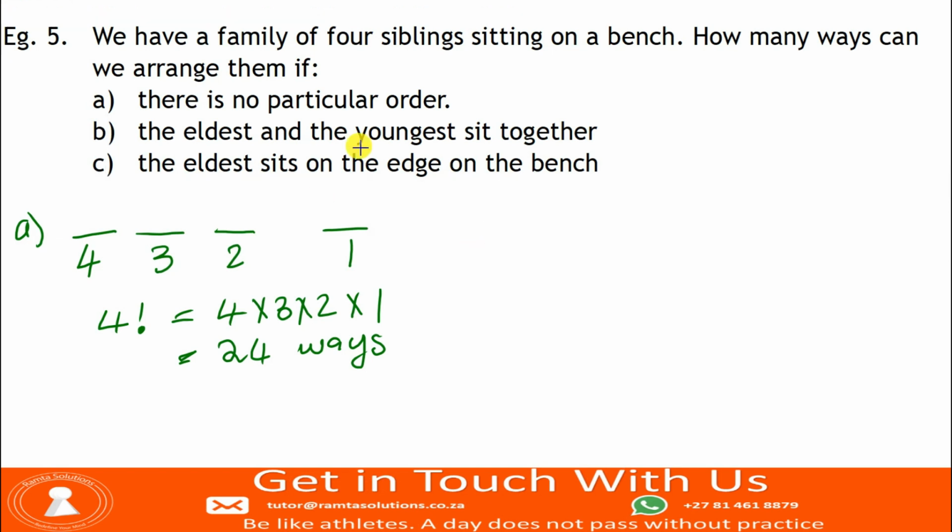Okay, so let's go to number B. The eldest and the youngest sit together. For this one, we will consider them a unit. Let's say we have sibling 1, sibling 2, sibling 3, sibling 4. So the eldest and the youngest are these ones, right?